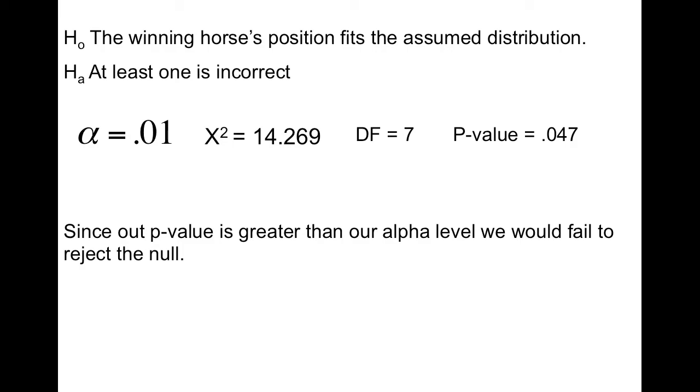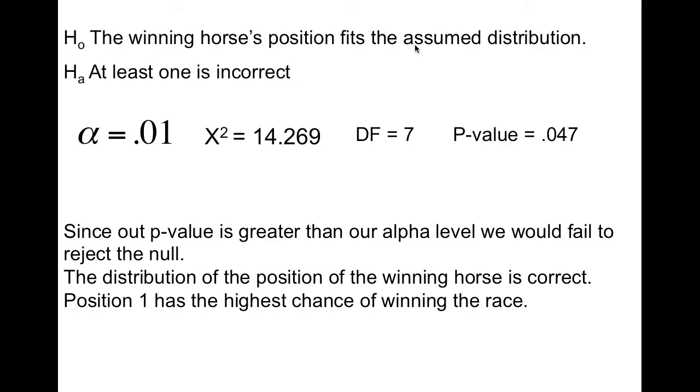So our conclusion, comparing the p-value and the alpha level, since, sorry, that's a typo there, it should say since our p-value is greater than our alpha level, we would fail to reject the null. So we fail to reject the null, so we are saying the winning horse's position fits the assumed distribution. The distribution of the position of the winning horse is correct. Position 1 has the highest chance of winning the race. Okay, so just two quick sentences explaining what we see in the distribution. And this is what your answer should look like.